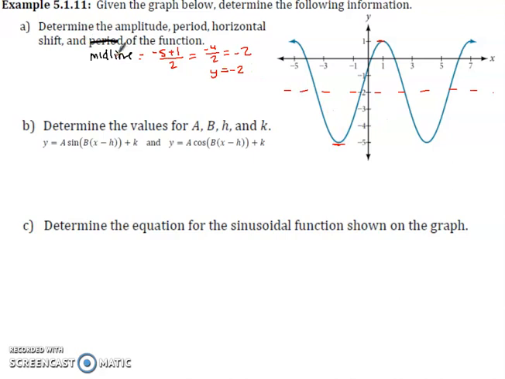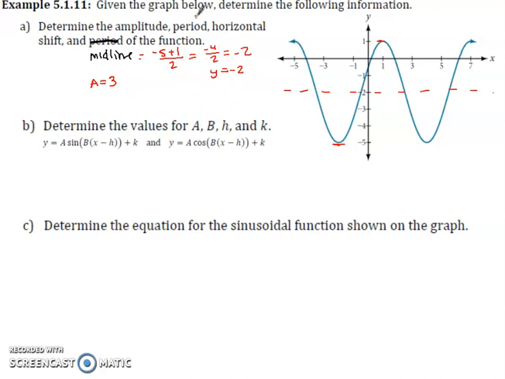So I identified my midline. From there I can easily identify my amplitude. So my amplitude starts at -2 and goes up 1, 2, 3 units. And just to check, I'm going to make sure that we go down 3 units to get to our minimum. So starting at -2, I go down 1, 2, 3, and sure enough I do get to my minimum. So my amplitude is going to equal +3.